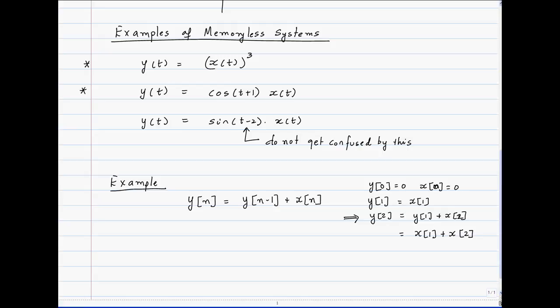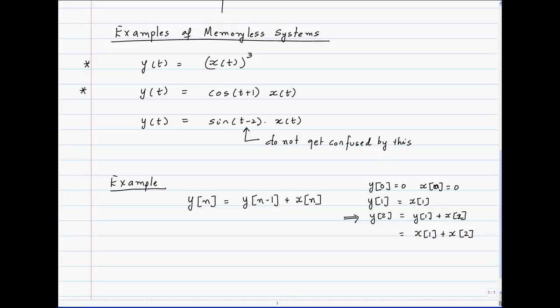You could argue with me, saying I don't really have to explicitly store the past values of x in order to implement this system. That is true. However, you will need to store the past value of y in order to be able to implement this system.